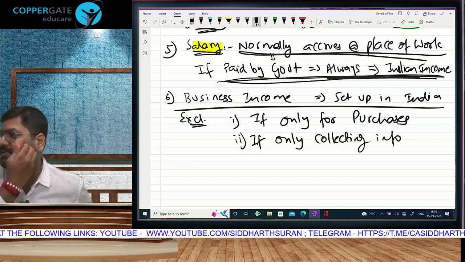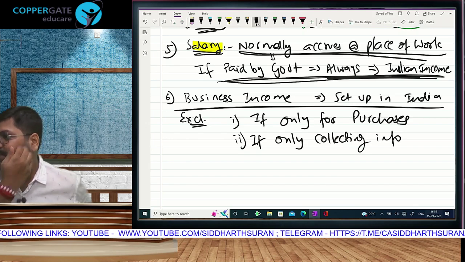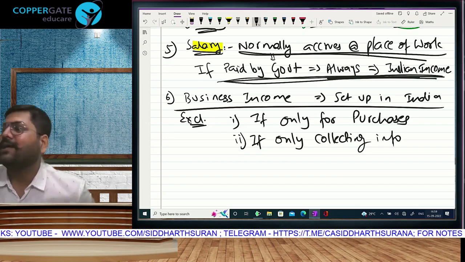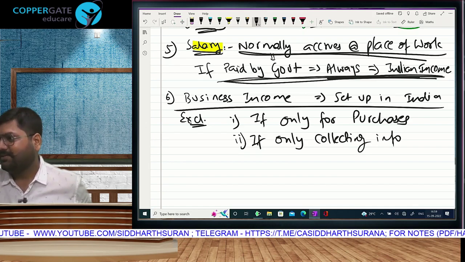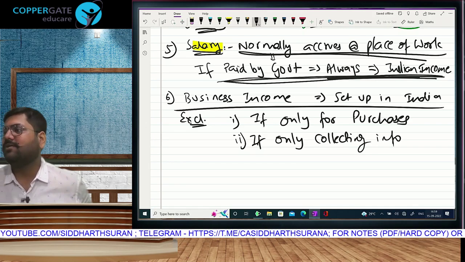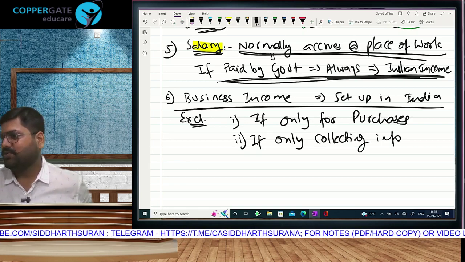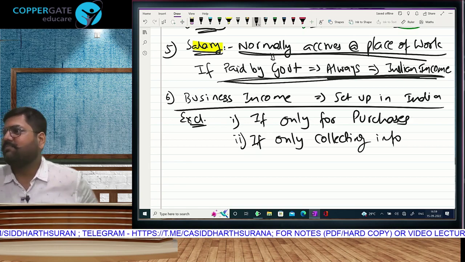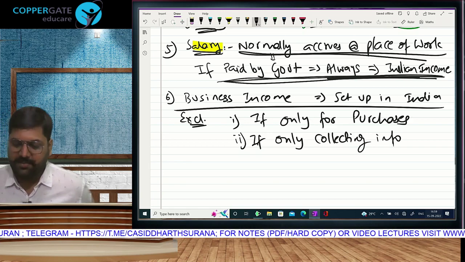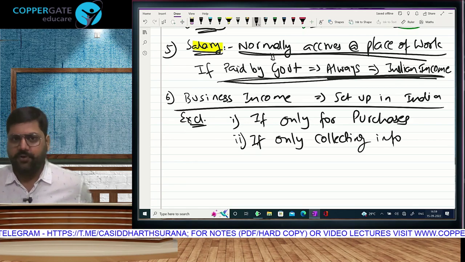Your business is set up here. But the one who has come here to buy from you is only buying and going away. Difference understood? Your business is set up here, but he has come only for purchasing. So your income is Indian income, but his income is only purchases. There is no Indian income. And the same applies for collection of information.